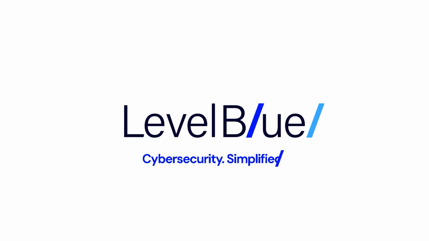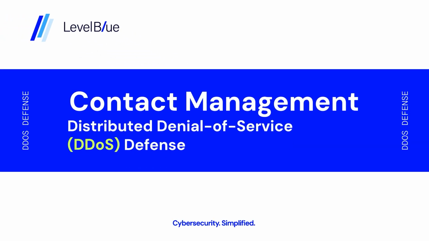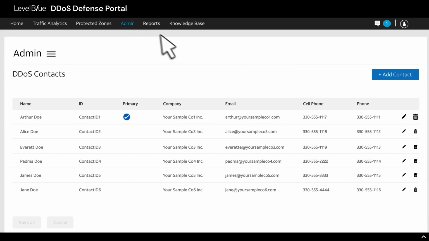In this video, you'll learn about LevelBlue DDoS Defense Service Contact Management and how the company administrator adds a new contact. Contacts are notified in the event of a DDoS attack, so it's important to keep the contacts list up to date and accurate. To view your contacts list, select Admin from the DDoS Defense portal. You can edit or delete a contact using the icons on the right.